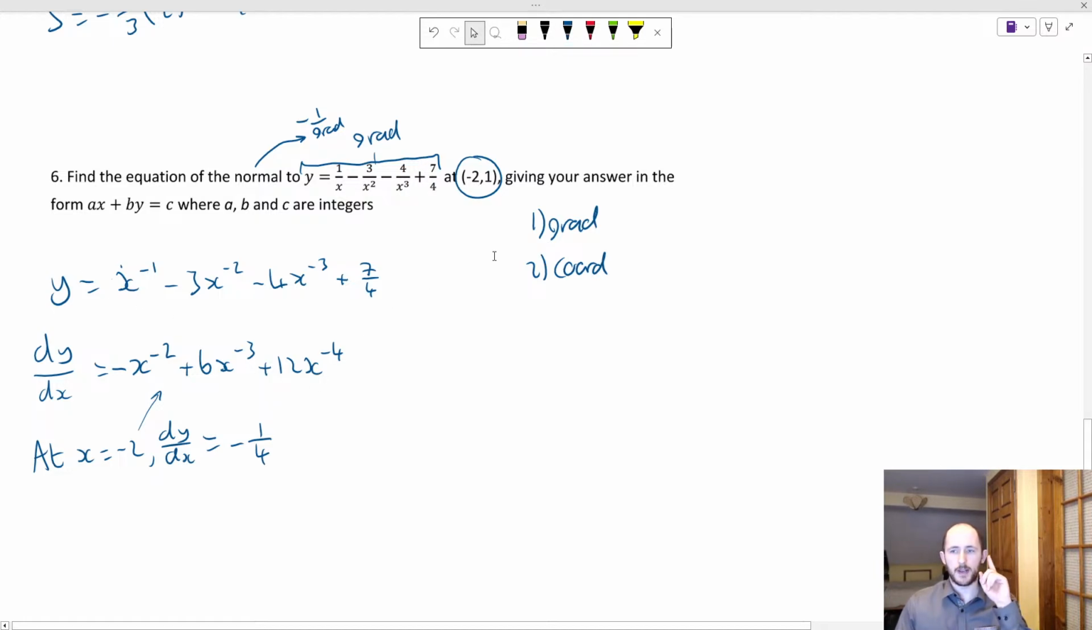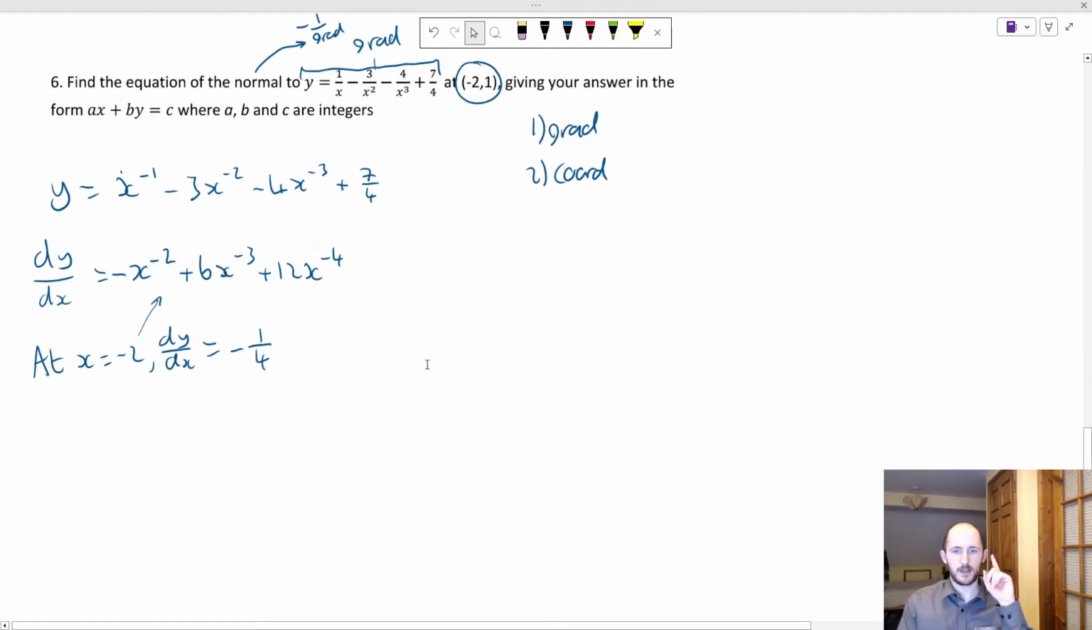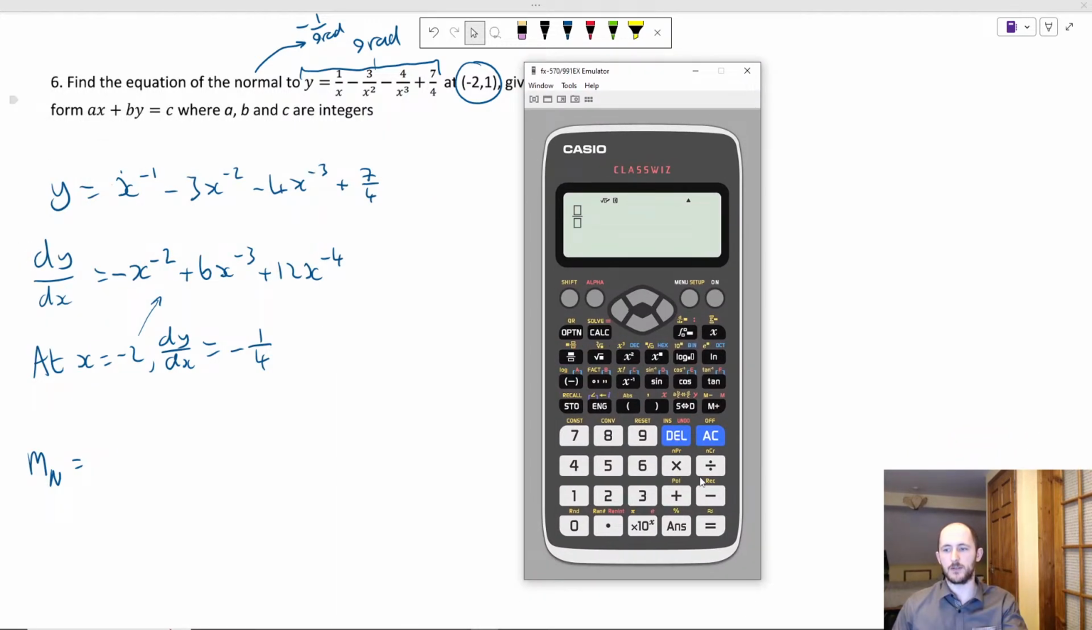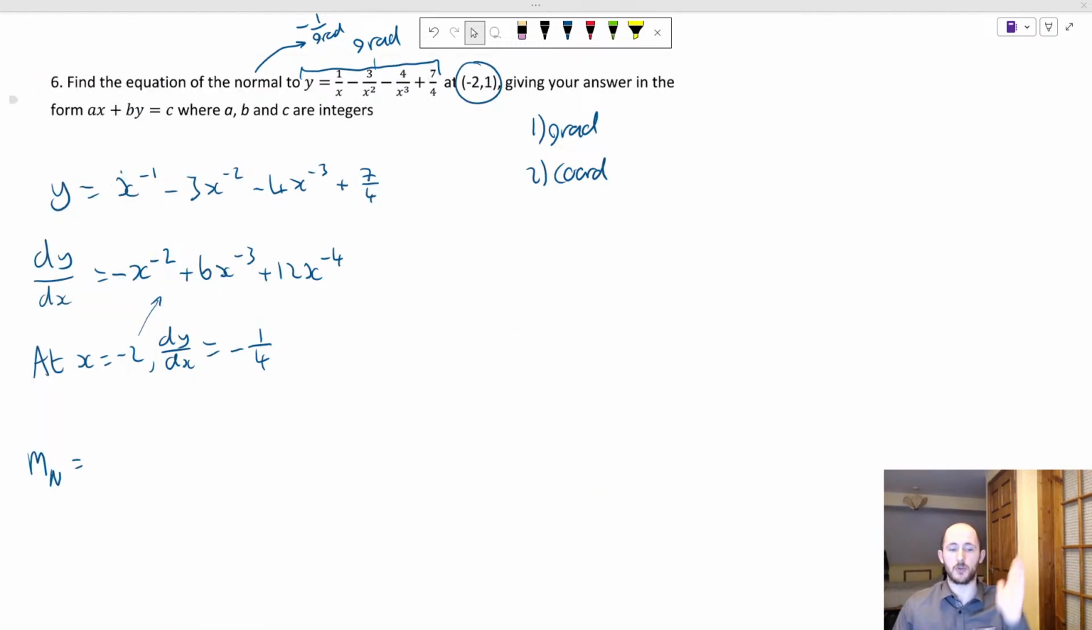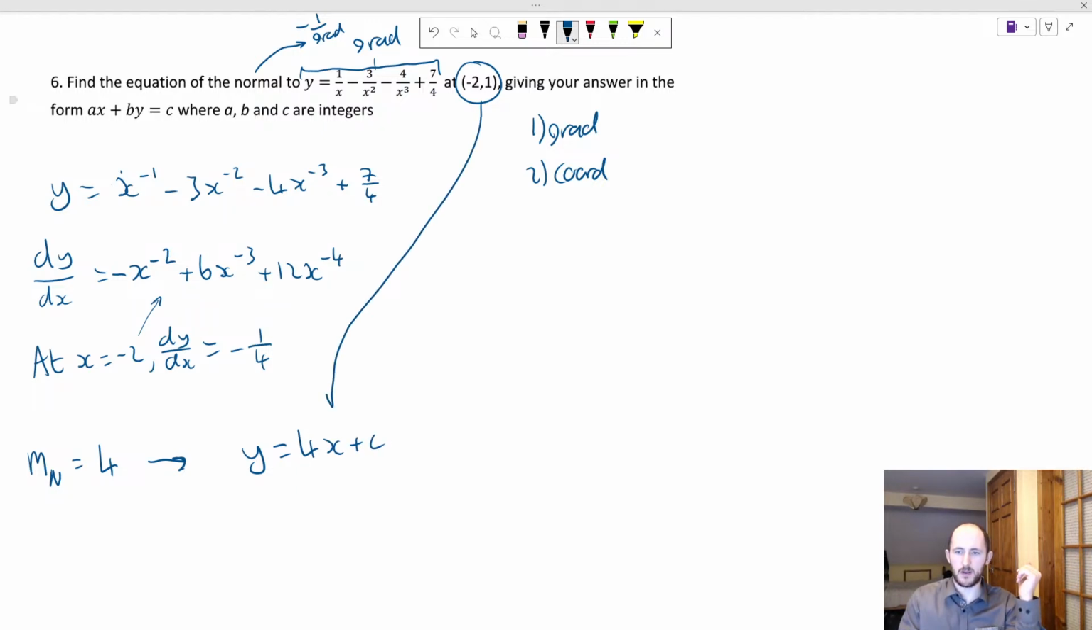So, now we can actually work on this. The gradient of the normal, I'm going to call that mn, is the negative reciprocal. Which, by the way, if you're ever unsure, do it on your calculator. Do minus 1 over minus 1 over 4, and you should get 4. So if you're ever unsure, just do it on a calculator. Okay, now we have y equals, I like to use mx plus c, but we have 4x plus c. If we sub in these coordinates now, we can work out all of the values, okay?